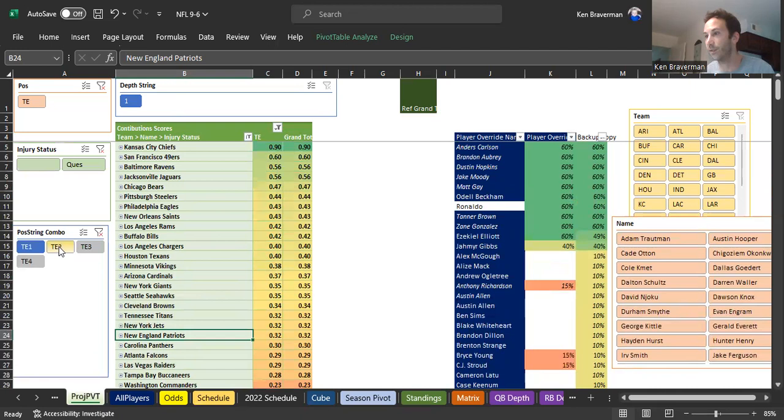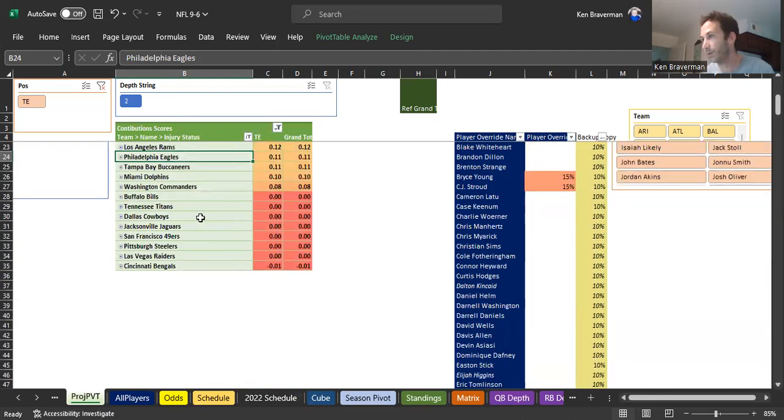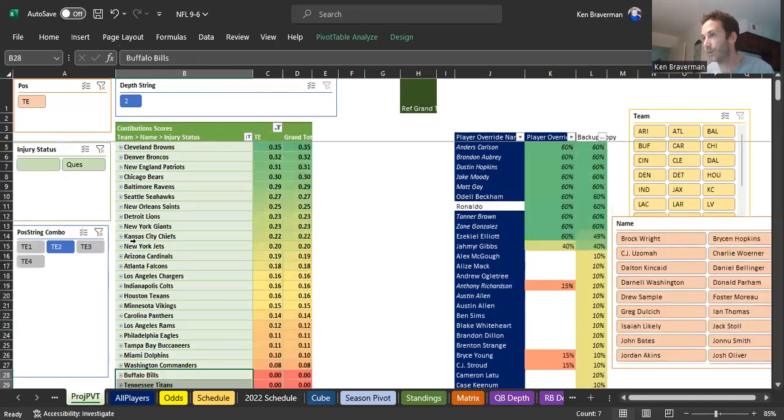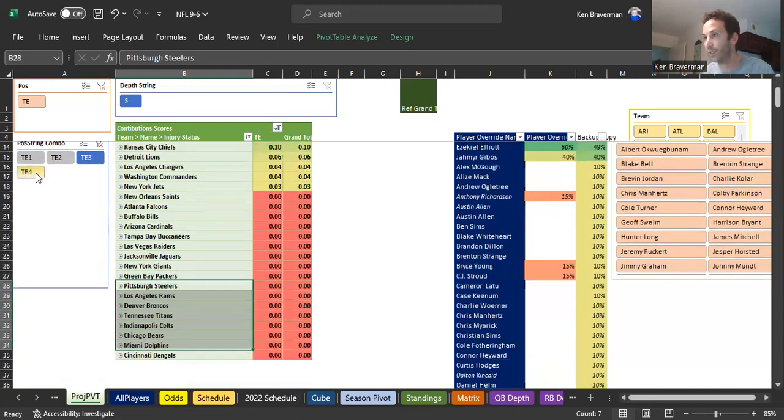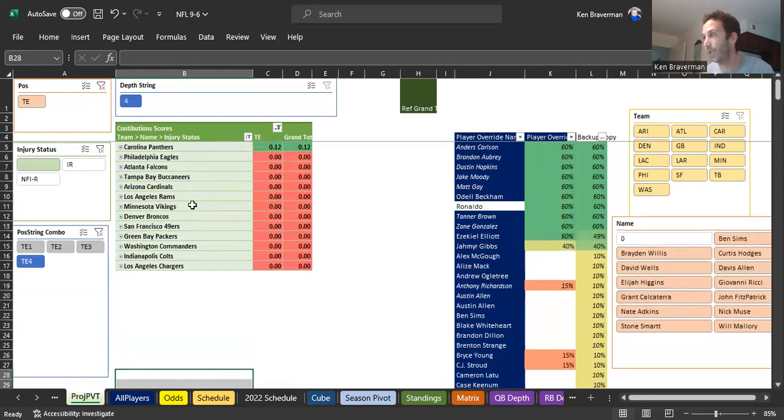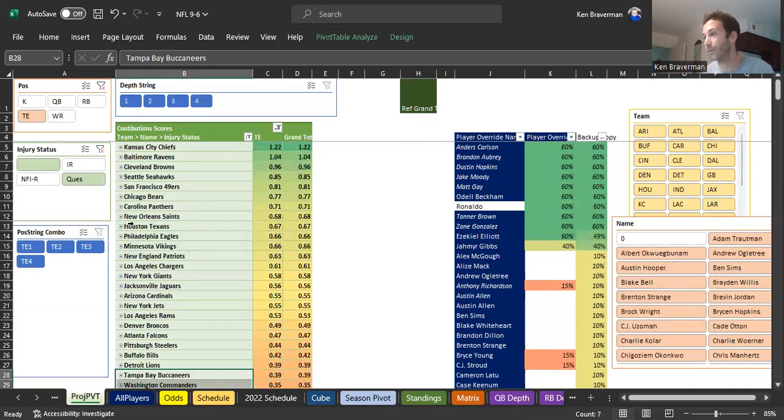Tight end 2, I don't think I'm even going to worry about it. Just want to see how many guys are zeros. Yeah, you got some guys down here that are zeros. Tight end 3s, ton of them are zeros. Not going to worry about it. It's a position that shouldn't get targeted that much. And almost all zeros on tight end 4s. So at least it's more equivalent. All right, we just did tight ends.